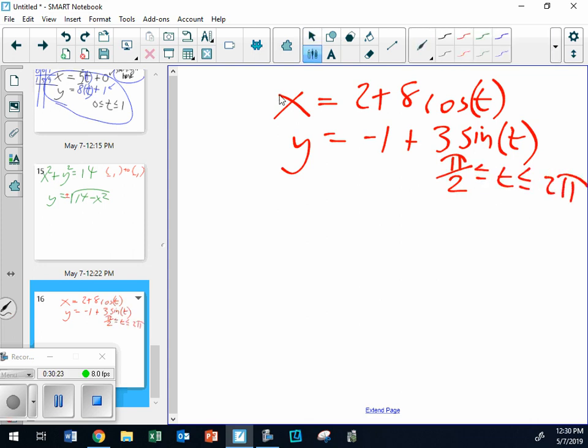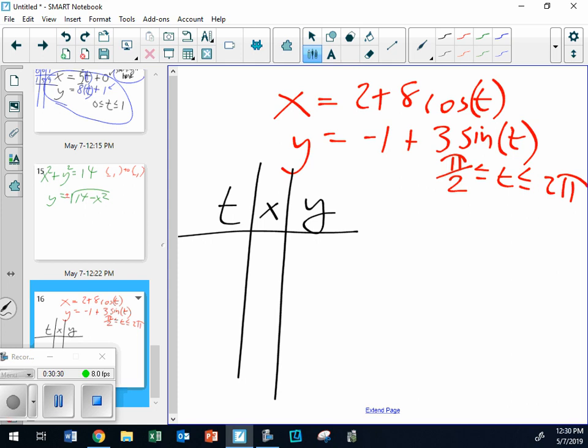Now, if it's your TXY chart, you can pick any angles you want. But this is going to be my TXY chart, so I'm going to tell you which ones I'm going to do. You can do others. But from pi over 2 to 2 pi, kind of a big range. I'll do pi over 2. That sounds like something I could do. Is it one of the ones I have memorized? Yeah, that's a 90-degree angle. So it's asking me to find cosine of 90, times it by 8, and add 2.